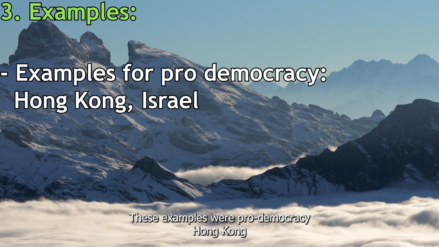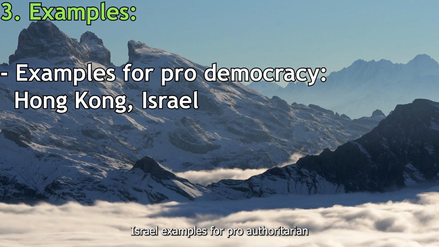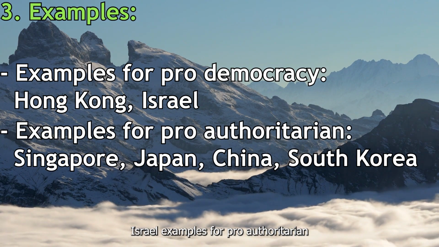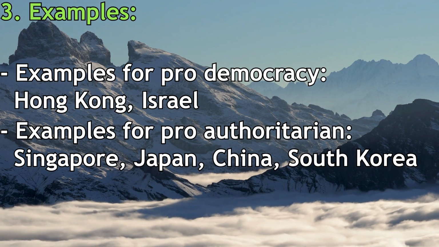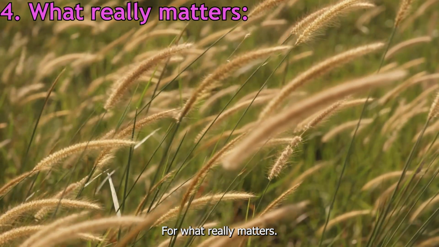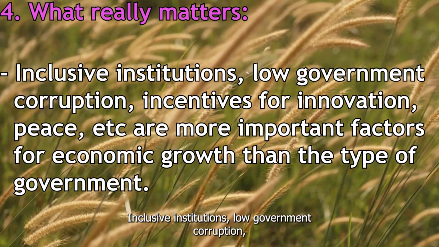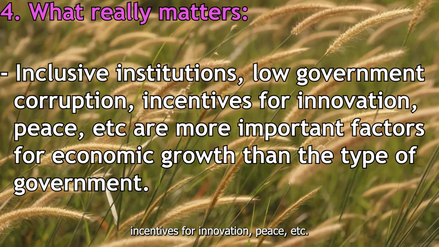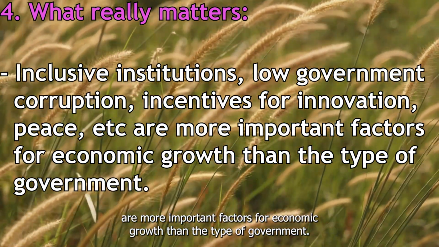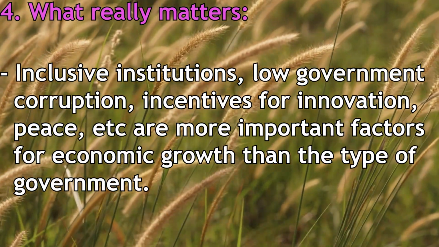Examples for pro-democracy: Hong Kong, Israel. Examples for pro-authoritarian: Singapore, Japan, China, South Korea. 4. What really matters: inclusive institutions, low government corruption, incentives for innovation, peace, etc. are more important factors for economic growth than the type of government.